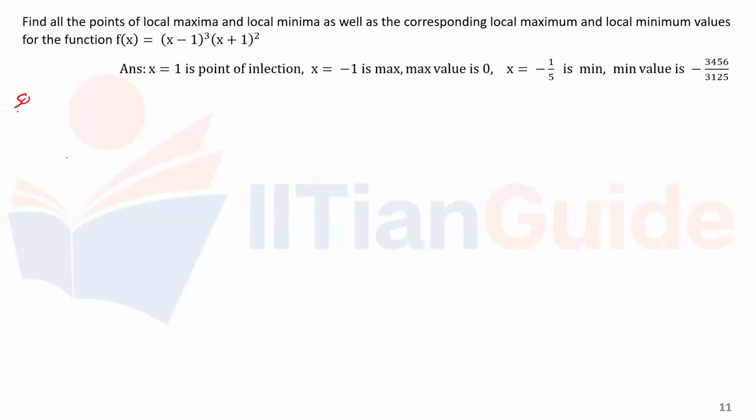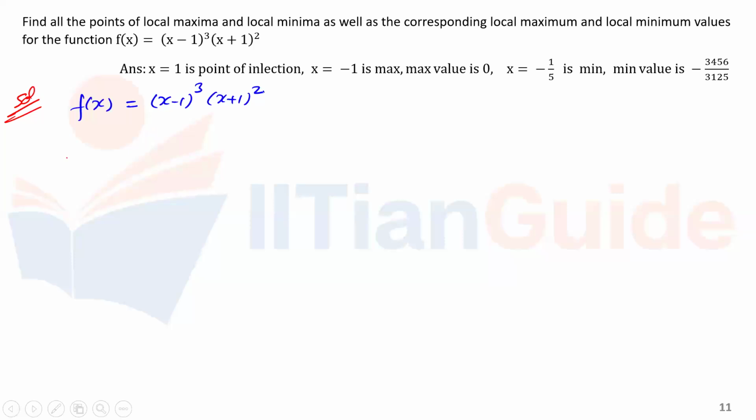We have this question. Find all the points of the local maxima and local minima as well as the corresponding local maximum and local minimum values of the function. We are given a function f(x), that is (x minus 1) whole cube multiplied by (x plus 1) whole square. We need to find the local maxima and local minima and the values of x.